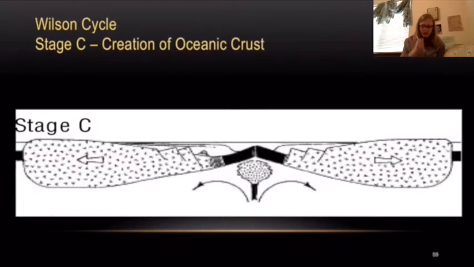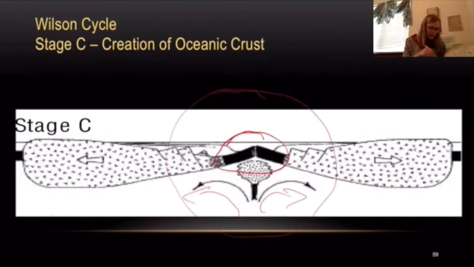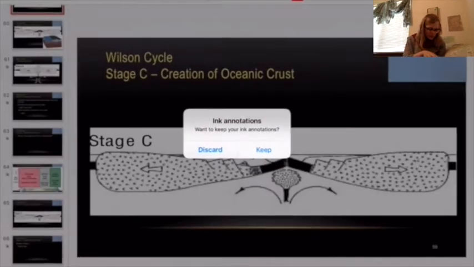All right, stage C, we've got that convection continuing. And we're going to pull the continent apart even more and make ocean crust right in here. So when we talk about stage C, we're really talking about what's happening right here, I think, on the diagram that I'm sending y'all.